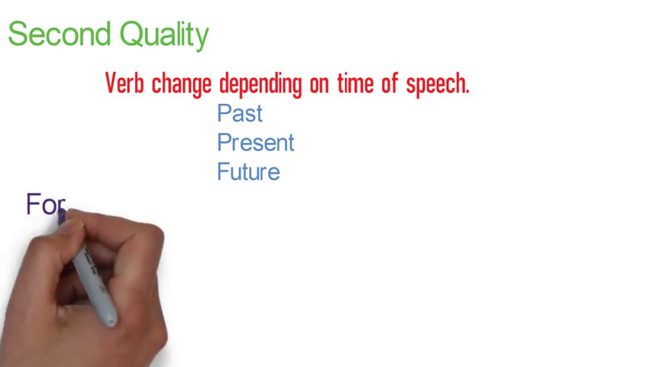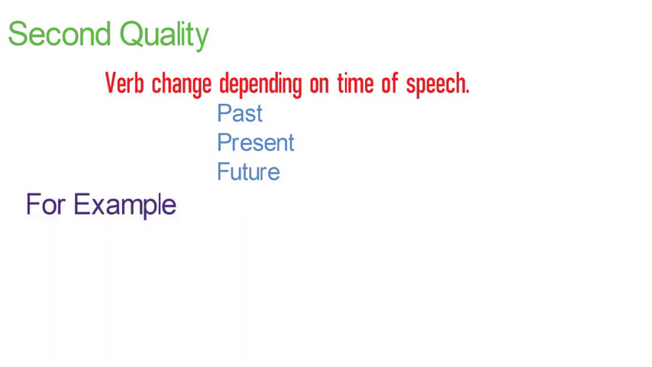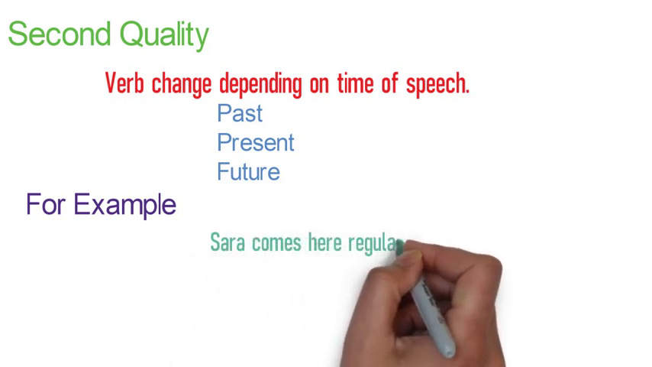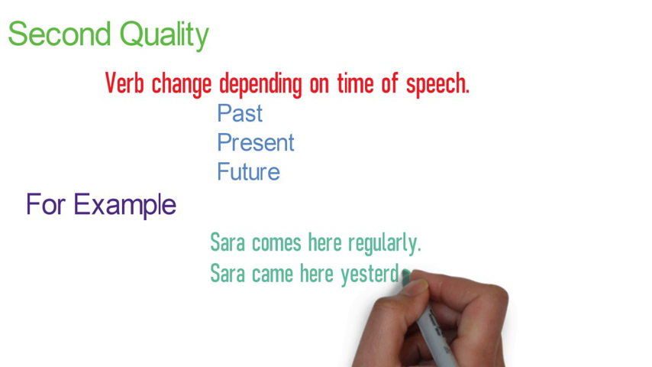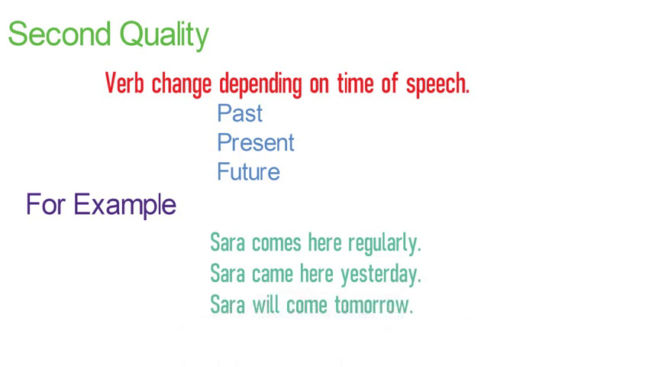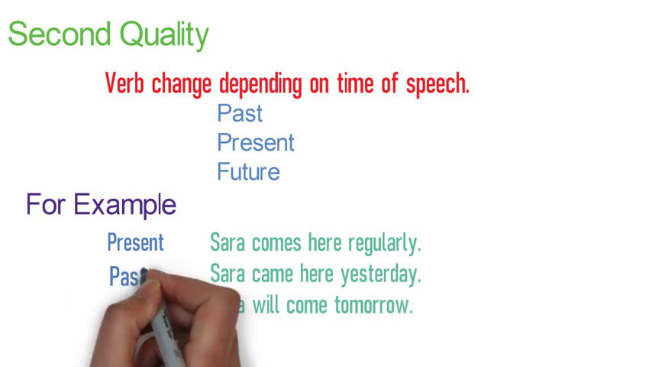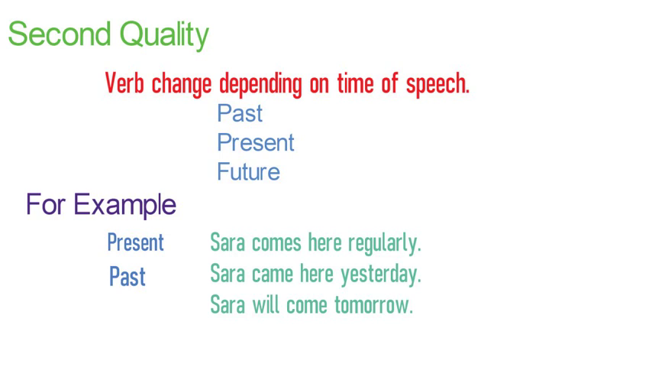Let's understand them by examples. Sarah comes here regularly. Sarah came here yesterday. Sarah will come here tomorrow. In the first sentence, we are telling about a habit of Sarah which she used to do regularly, so it is a present tense. In the second sentence, we are telling about an action that was done in the past, so it is a past tense. In the third sentence, we are telling about an action that will happen in the near future, so it's a future tense.